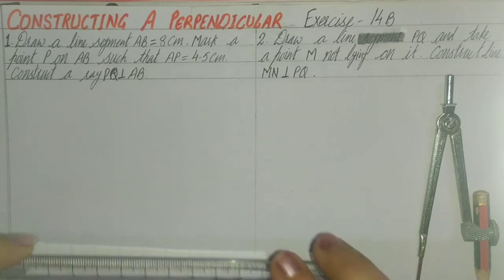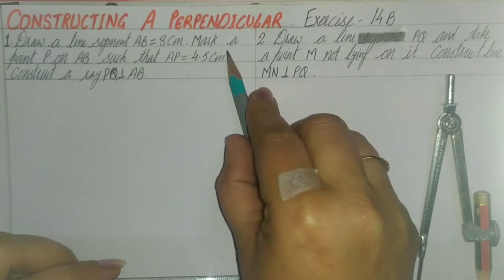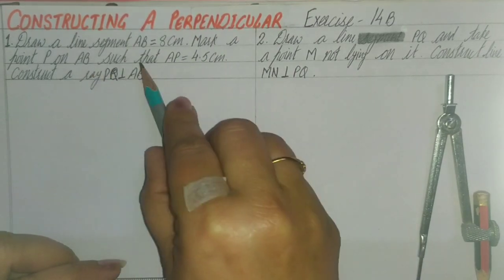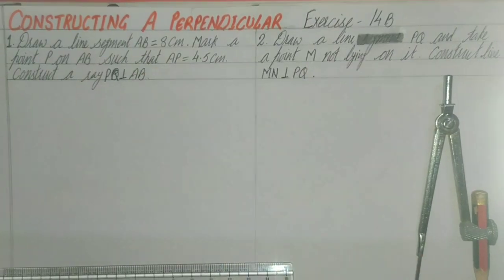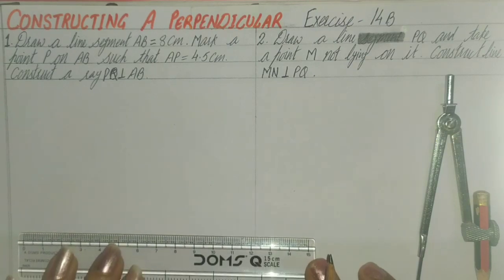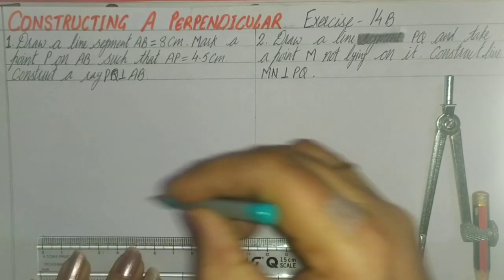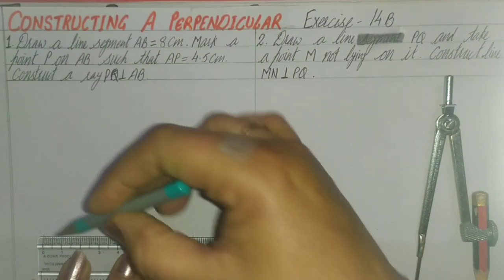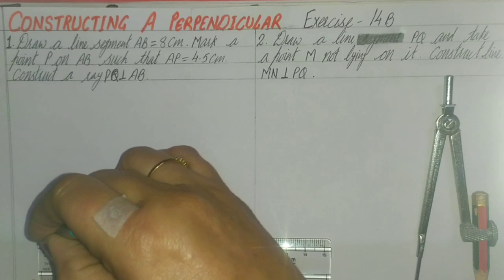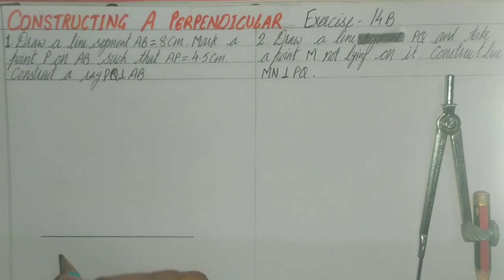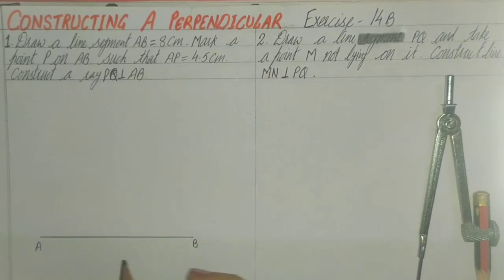Now let's start with the first question. Draw a line segment AB of 8 cm. Mark a point P on AB such that AP is equal to 4.5 cm. So first of all, let's draw a segment of length 8 cm. Just mark these 2 points against 0 and then against 8. Now join both the dots. So this is segment AB of length 8 cm.